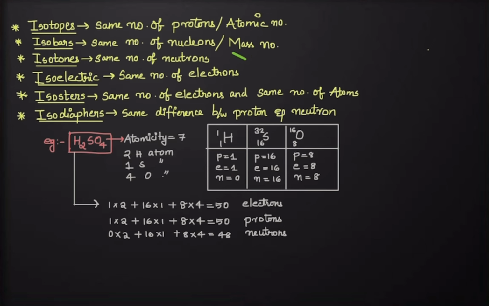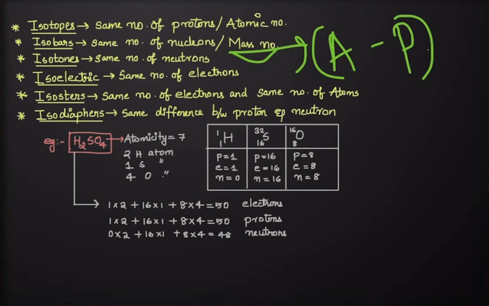And isotones means same number of neutrons. How to find the number of neutrons? Mass number minus number of protons. If mass number minus number of protons is same in two atoms, they are isotones. Isotopes means same number of protons. Isobars means same number of nucleons, that is A is same, here Z is same.